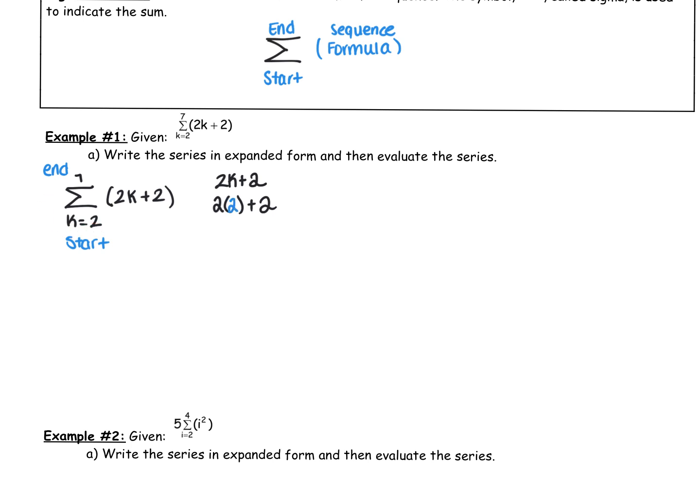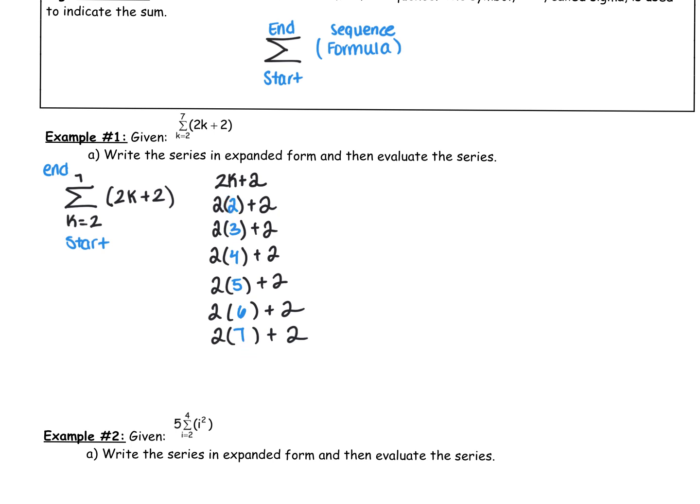So we're going to do 2 times 2 plus 2. Then we're going to do 2 times 3 plus 2. Then we're going to keep going until we get up to 7. So 2, 3, 4, 5, 6, and then one more: 2 times 7 plus 2. So what that was is we started at 2, we ended at 7, we went from 2 to 7.